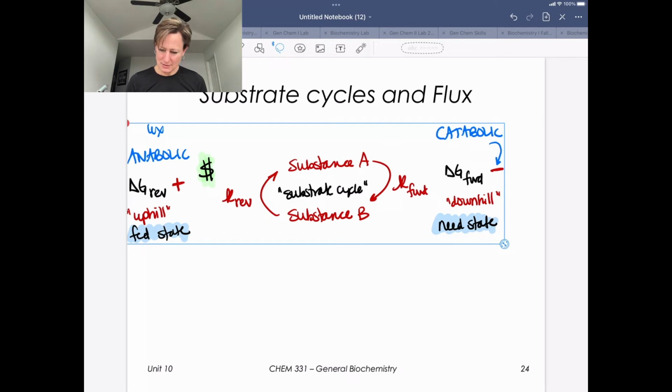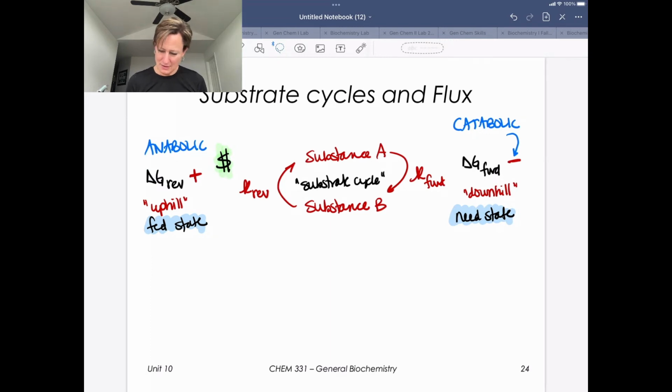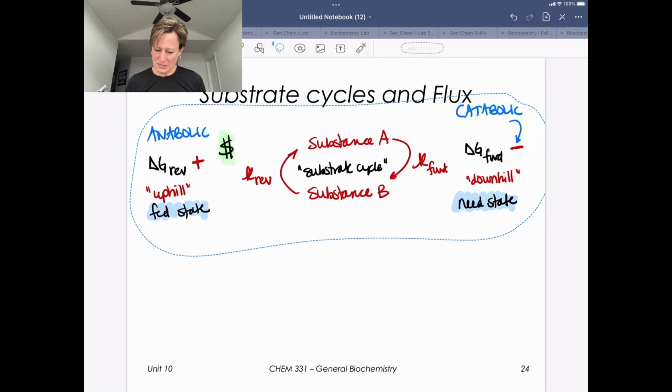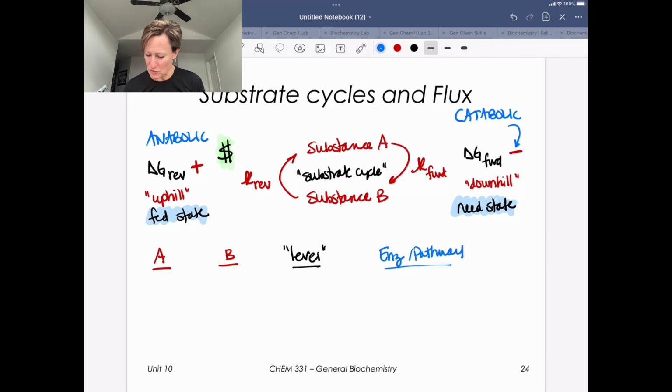All right, so let's talk about different identities of A and B. We're going to make a little chart here to talk about different identities of A and B. We're going to talk about what level of substrate cycle we have here, so we're going to call this a level. Then we're going to talk about the enzyme or pathway that it's part of. These are all things that we are going to revisit and see again next semester, stuff that we're going to build on. So then we're going to have the enzyme or the pathway that's responsible for that.